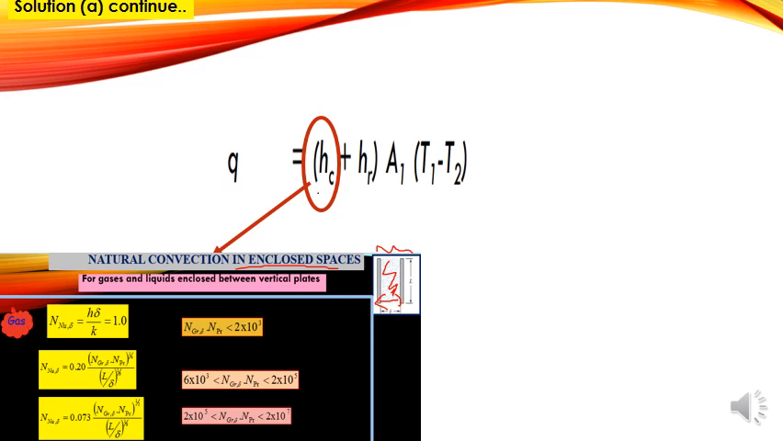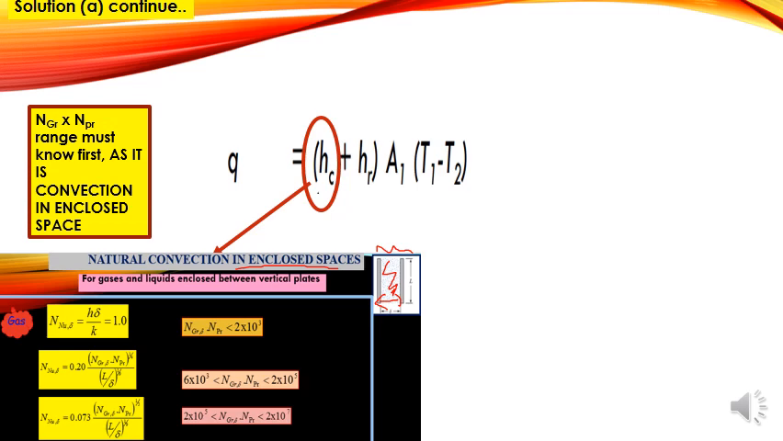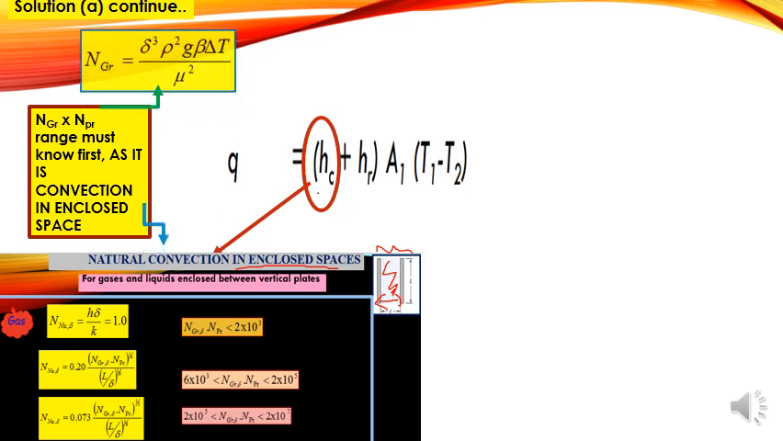So we have a list of equations here, so we should first know the correct range of Grashof times Prandtl number. Determining the Prandtl number is not a problem, because we can just get it from the table. But for the Grashof number, we use this equation.